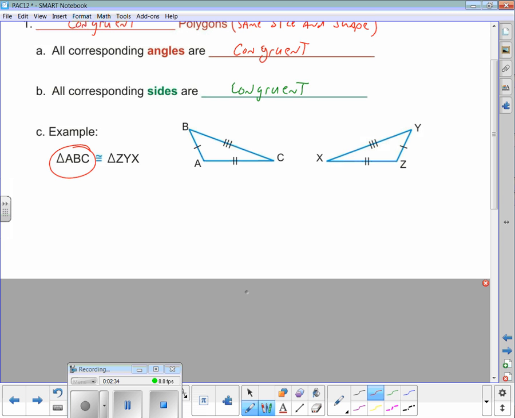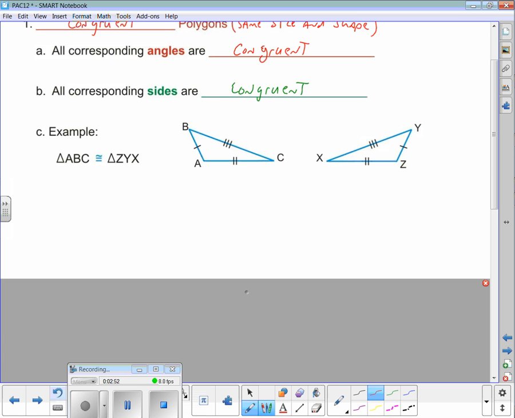All right, so let's take a look at the way that we signify congruent triangles. So we've got triangle ABC, here's your congruent symbol, and then triangle ZYX. Now, the lettering and the order of the lettering is on purpose. There's a method to that lettering. So let's start off with the angles. Remember, all corresponding angles are congruent.